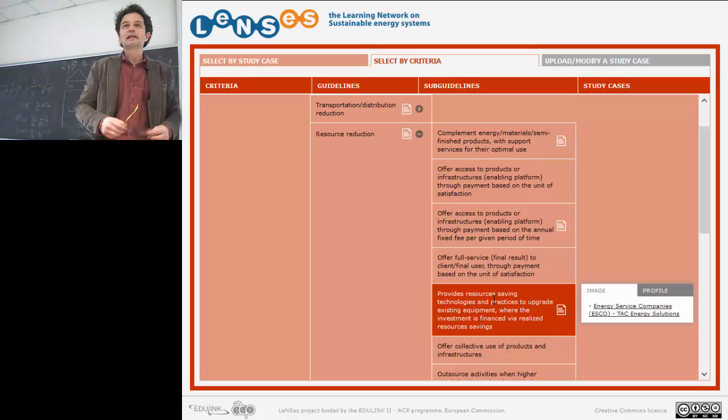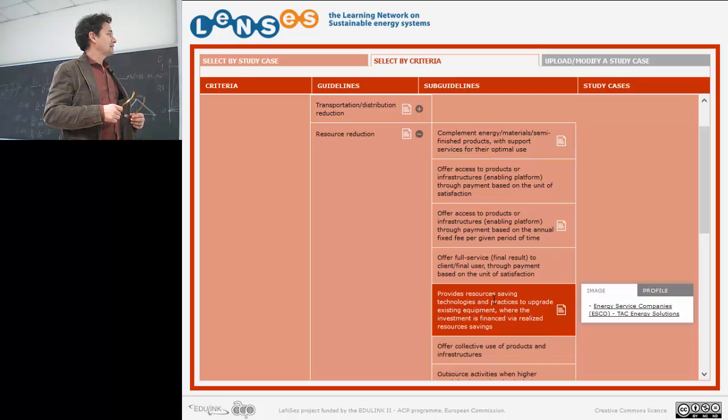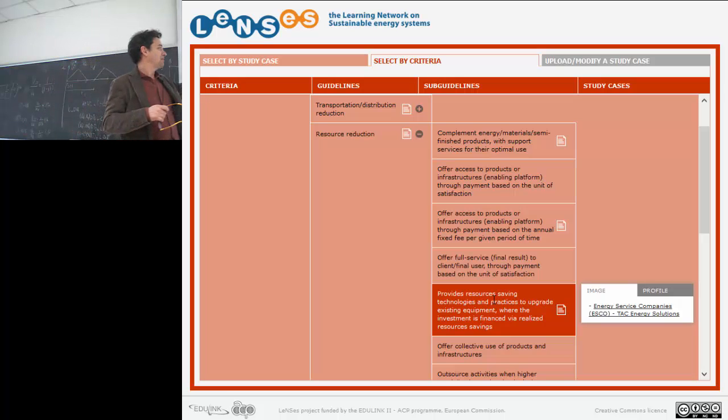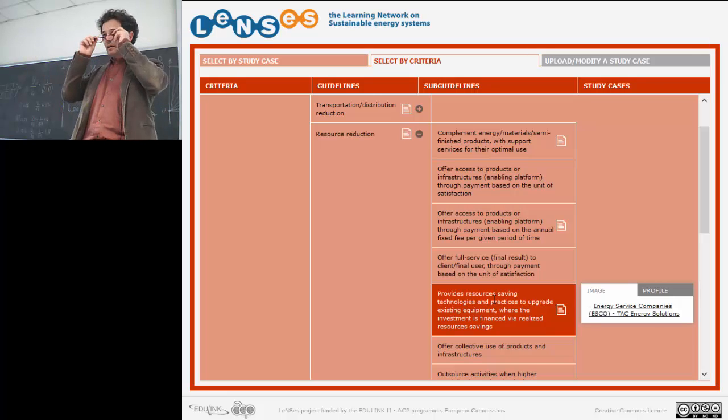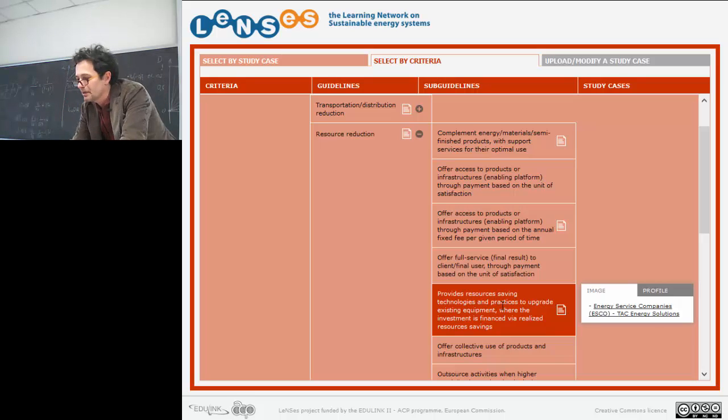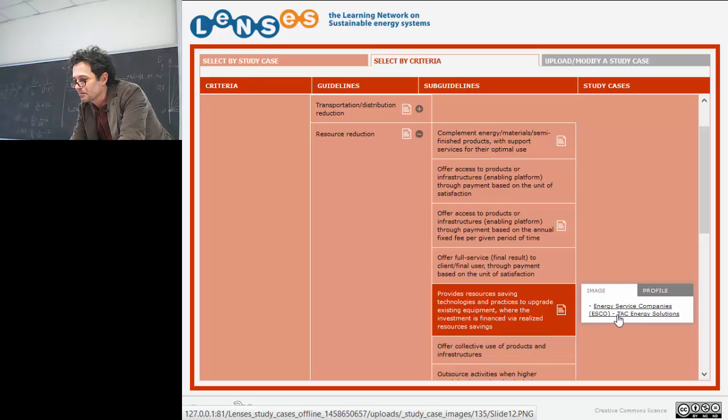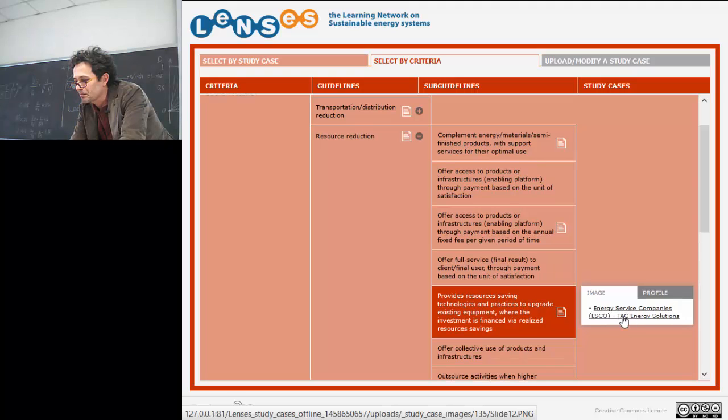Well, here is another interesting example I have, on providing resource-saving technology and practices to upgrade existing equipment, where, as we will see with the example, the company is financing this through resource saving. What I said is a bit complex, but it will be explained through the example.